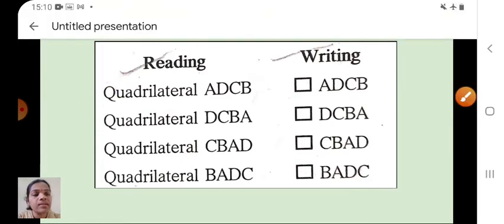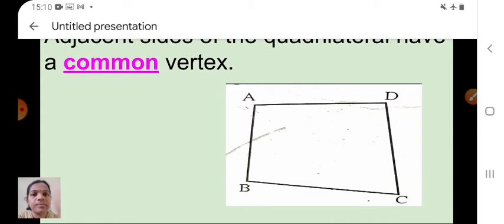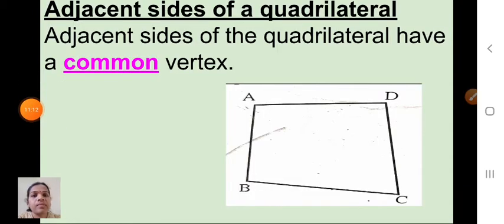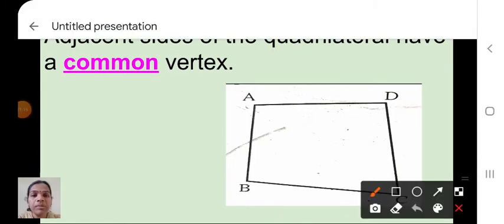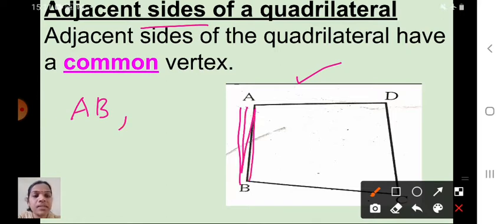Next one is, see here, adjacent sides of a quadrilateral. Now I will discuss what is meant by adjacent sides. Children, see here, adjacent means neighbor. So adjacent sides of a quadrilateral means, just here I have given one quadrilateral. This first side, that is AB. One side I have mentioned here, that is AB. What is the adjacent side of this AB? We will discuss it now.